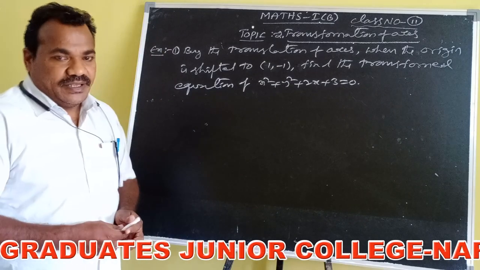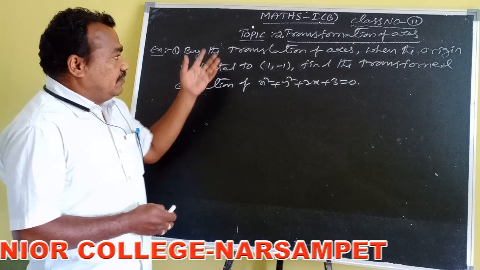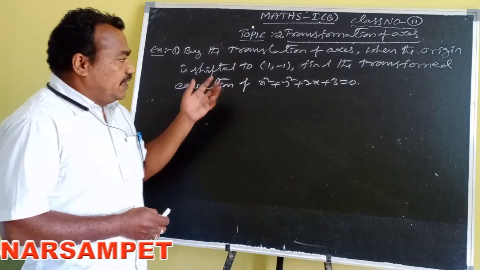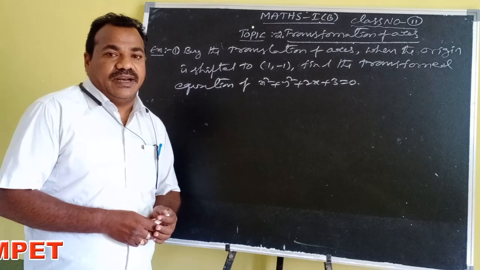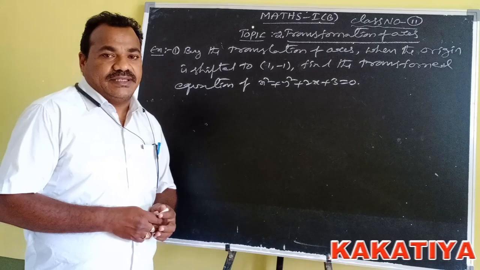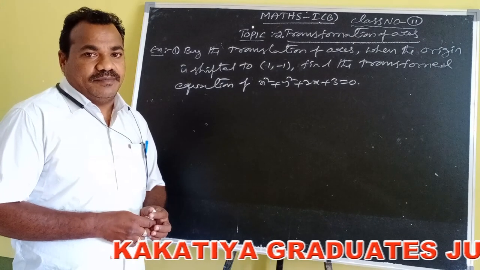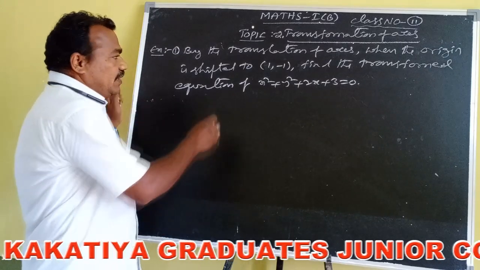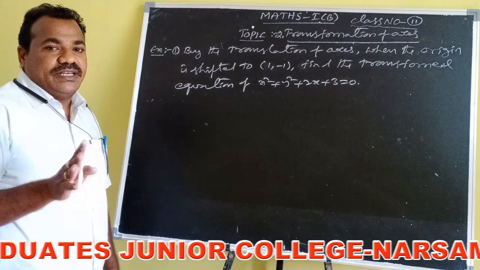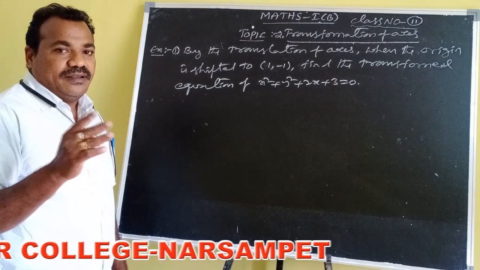Here students, we explained the topic of translation of axis in the previous classes. The relation between the old system and the new system, when the origin is shifted to a point, is given by x is equal to capital X plus x1 and small y is equal to capital Y plus y1. Translation of axis means that without changing the direction of the coordinate axes, the origin is shifted to another fixed point.